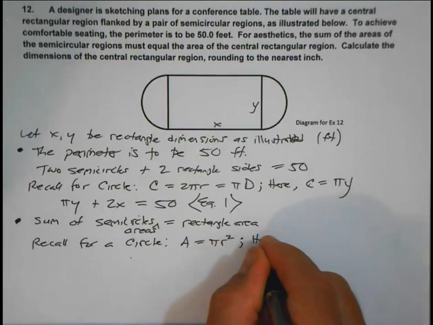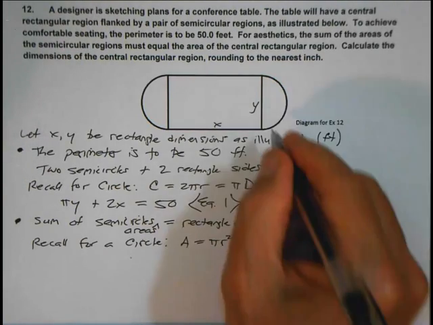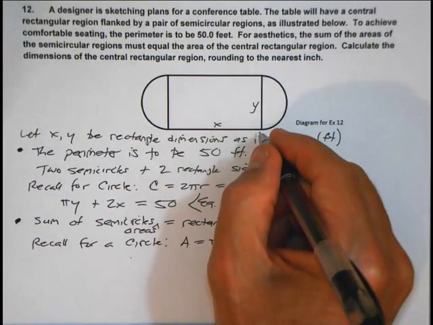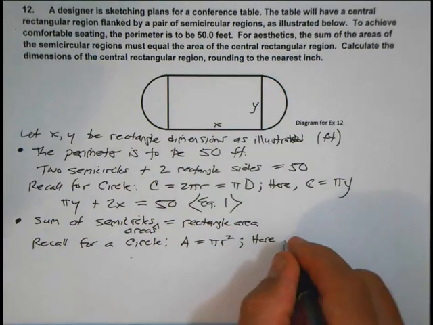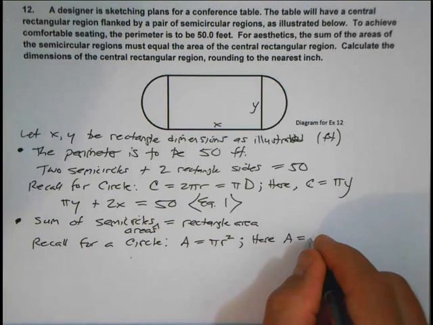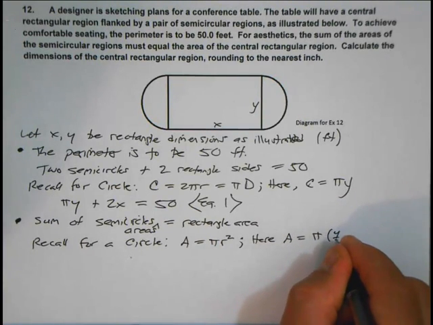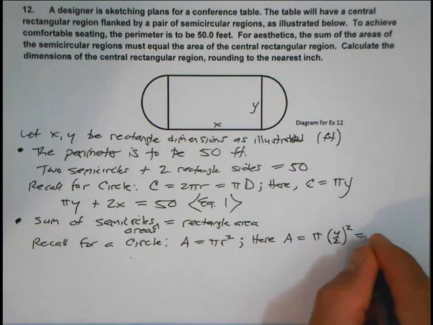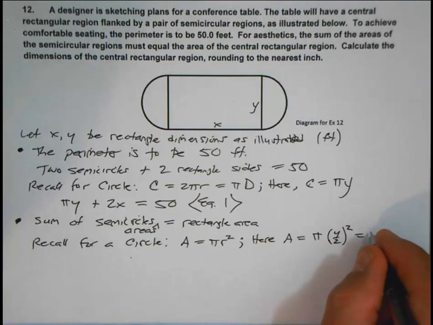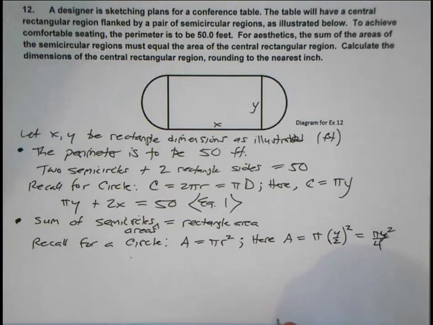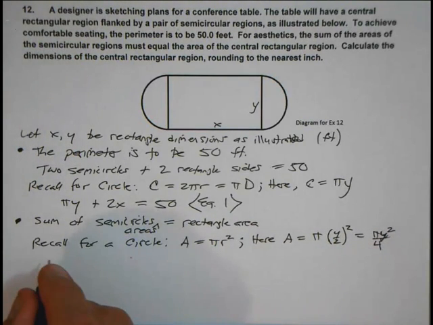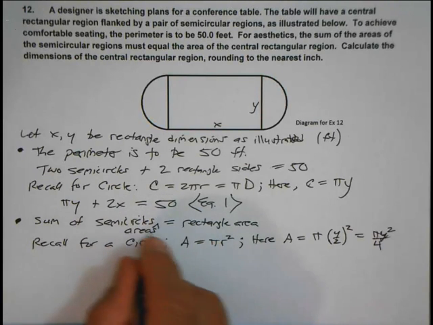Now here, in our particular case, y is the diameter of the circle, so y over 2 becomes the radius. So we have A equal to pi times y over 2, playing the role of the radius, being squared, giving us, finally, A equals pi y squared over 4. Okay. Now that gives us the area of the sum of the semicircles.